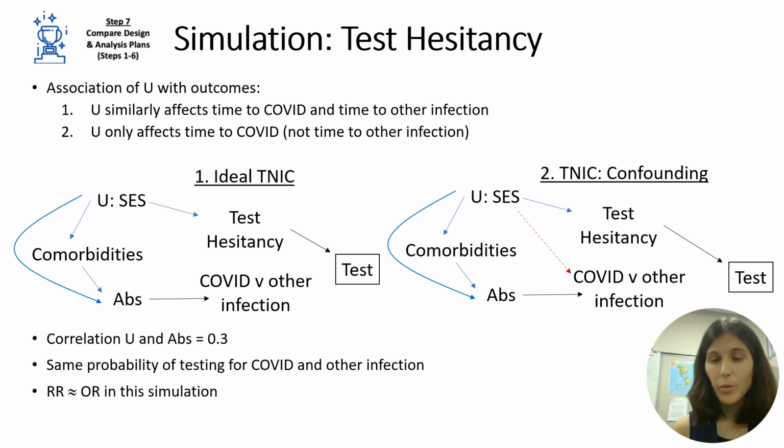We have a correlation between these unmeasured factors and our antibody levels of 0.3, the same probability of testing for COVID and for other infections, and the relative risk is approximately the same as the odds ratio in this simulation, so we're comparing apples to apples, though that won't always be the case in reality.